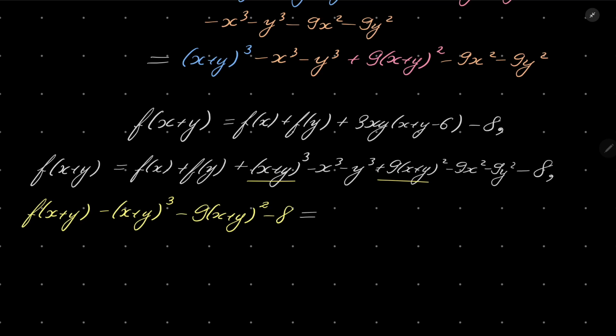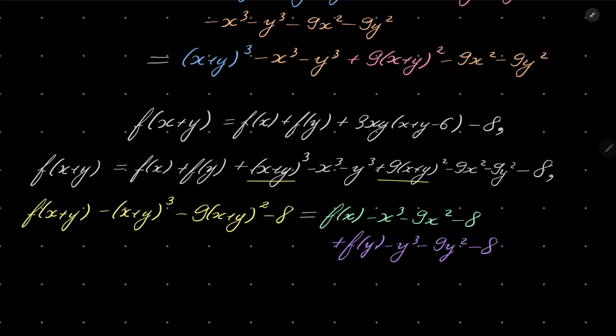Okay, and on the right hand side I have f of x minus x cubed minus 9x squared minus 8 plus f of y minus y cubed minus 9y squared minus 8. Let's verify, is everything all right? Yes, if I add back these terms, I will have this and that. And if I add 8, then I have 8 minus 8 minus 8. It's minus 8. All right.